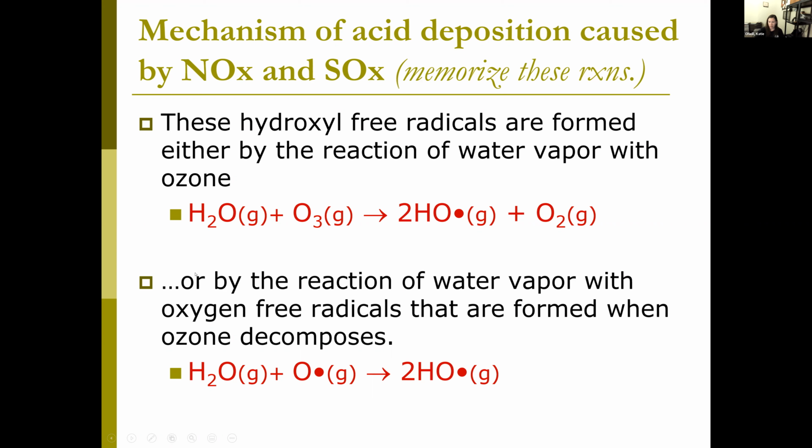Or, this is a second way that this could occur. The water could react with an oxygen free radical. And we've looked at the mechanisms of how ozone becomes oxygen before, and that's where your oxygen free radical is coming from. That's why it's present in the atmosphere. So if the water happens to bump into that instead of an ozone molecule, you still get this hydroxyl radical. All right, so this is how hydroxyl gets in the atmosphere.